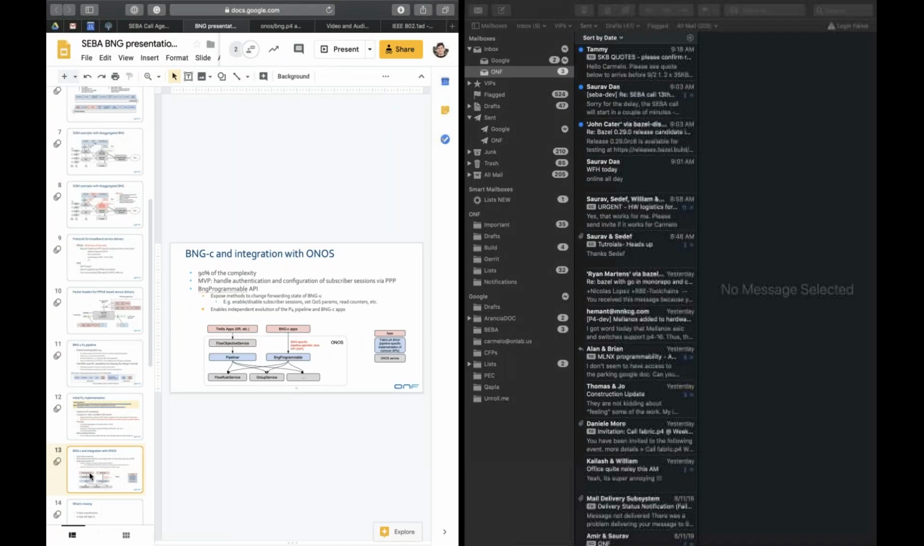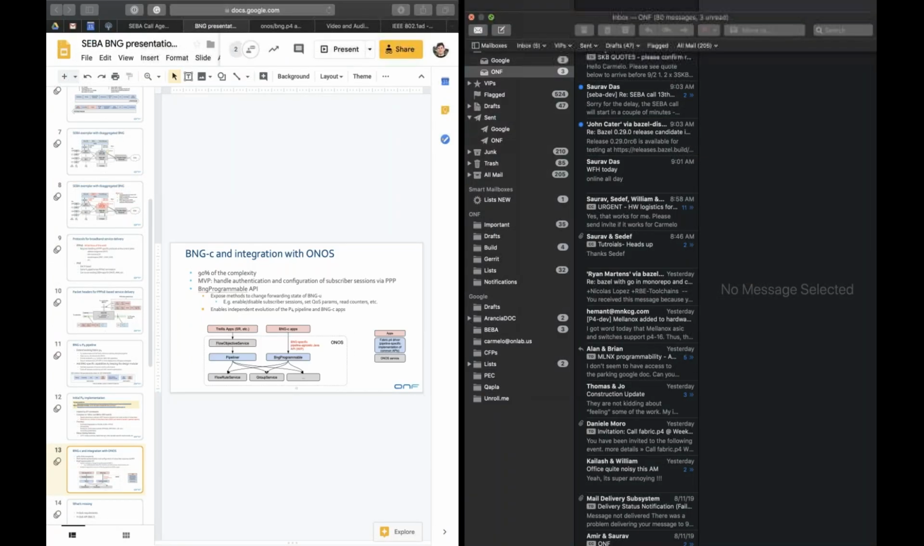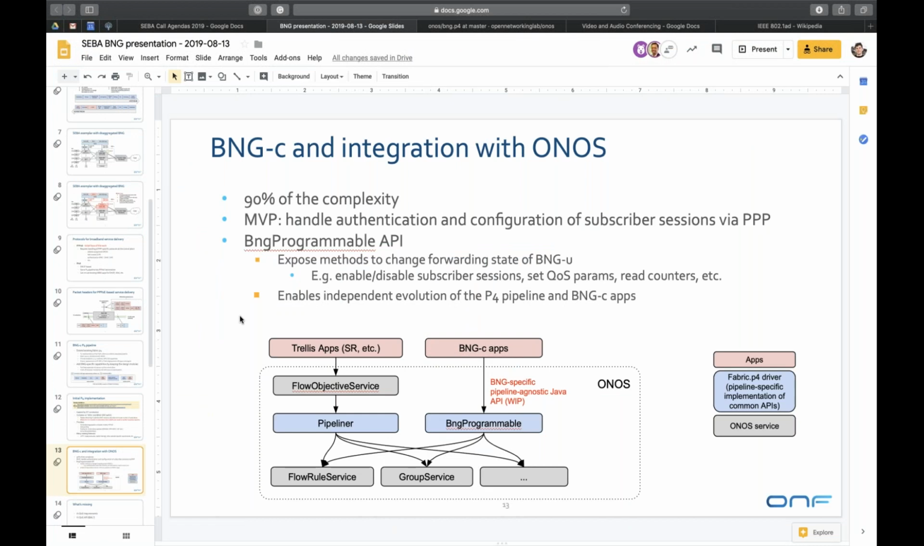And we decided to allow the implementation of the control plane in a way that allows independent evolution of the control plane apps as well as the pipeline. So we decided to come up with a new ONOS API called the BNG Programmable API. If you're familiar with the ONOS architecture, this is what in ONOS we call a driver behavior. So the BNG Programmable API is essentially a driver API. It's a pipeline-agnostic driver API that allows the BNG-C application to modify the forwarding state of the BNG-U pipeline, as well as setting the QoS parameters, read counters, etc. And again, the purpose of this API is that of enabling independent evolution of the P4 pipeline and BNG-C application. So once we agree on this API, we can have 2 different teams working on the user plane and the control plane.